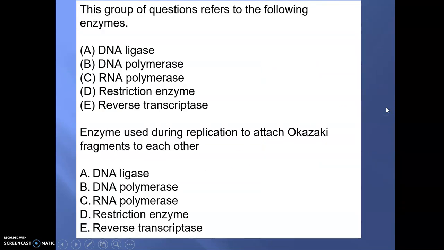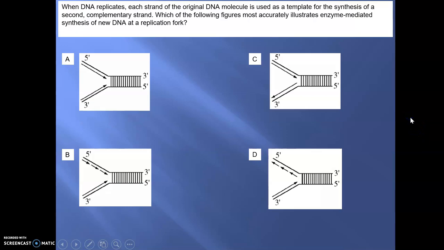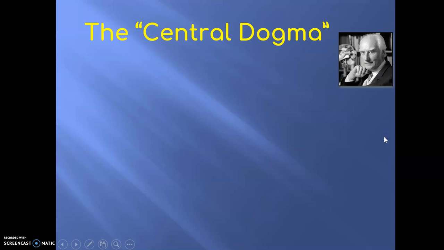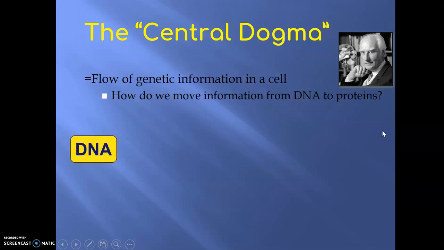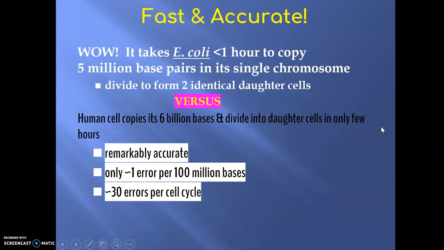Okay, so we're pretty much done. So go ahead, pause, go through, answer these questions. Okazaki fragments. It's going to be A, DNA ligase. Pause, answer the question. Nucleotides during DNA replication is DNA polymerase. Okay. When DNA replicates, you go from a 3' to 5'. So which one is correct? It's going to be D. Remember the central dogma. This is how we go through the process, always.